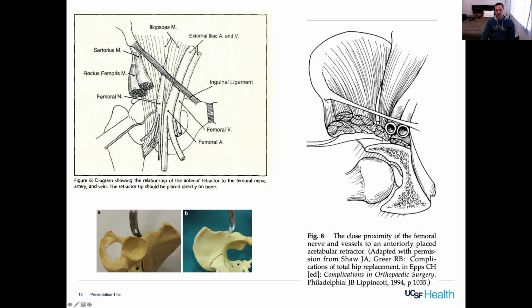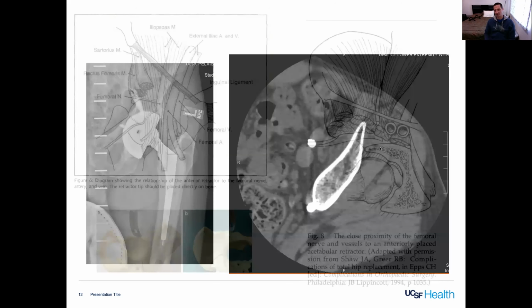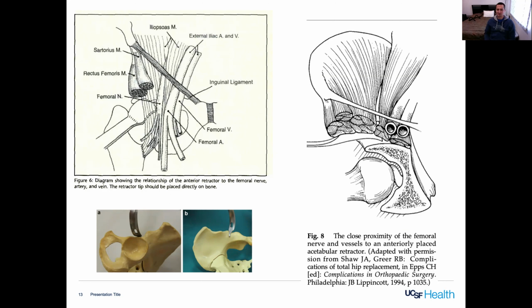A couple important principles to remember is that the more superiorly you place the retractor in the acetabulum, the safer you are. Now, that doesn't give you as much visualization, but if you're trying to figure out where to place the retractor from the get-go, then placing it a little bit more superiorly is a little bit safer. And then once you have better visualization, you can place it more inferiorly under direct visualization.